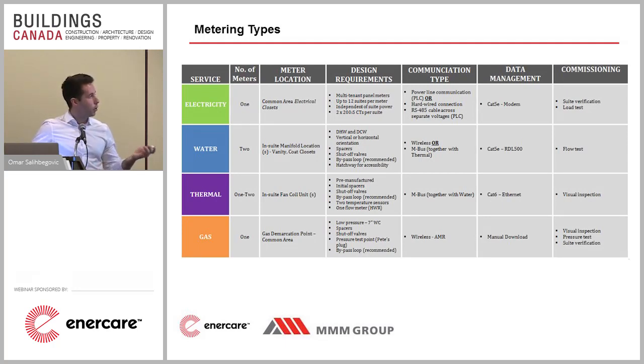And thermal meters, we're installing those directly inside the fan coil units. So if it's a 4-pipe fan coil unit, we're installing 2 thermal meters. If it's a 2-pipe fan coil system, we're installing 1 flow meter. And then finally gas meters, which are, of all of these meters, probably the bulkiest. So these are not going to be going in suite. We typically install them at a demarcation point, which is a common mechanical closet or a mechanical room. And you'll see an example of that in a few slides.